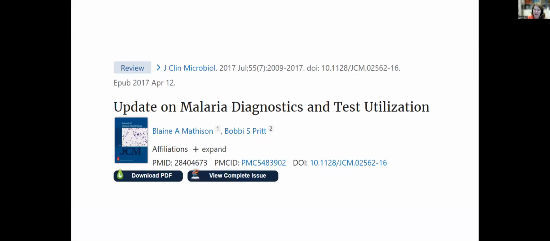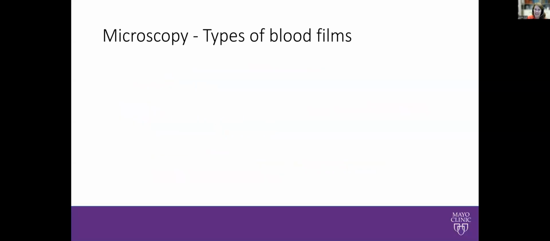Now, if you want to read a paper that I wrote recently with my colleague Blaine Matheson called Update on Malaria Diagnostics and Test Utilization, the details are listed here. It has a nice chart and an algorithm, and the table compares all the different ways you can diagnose malaria. So check it out if you'd like more information. I'm going to cover the highlights today.